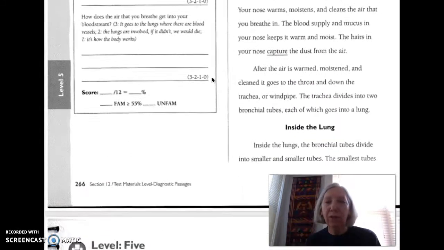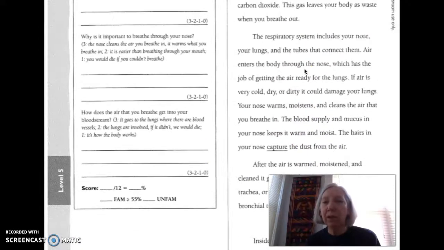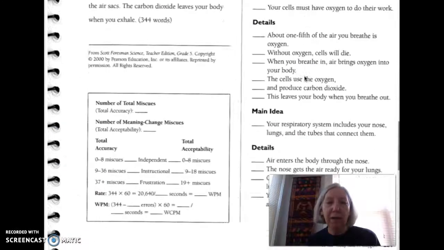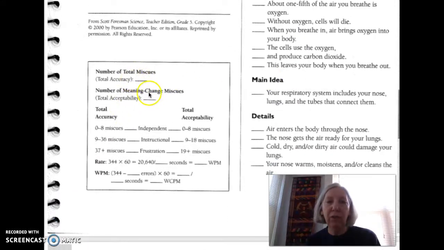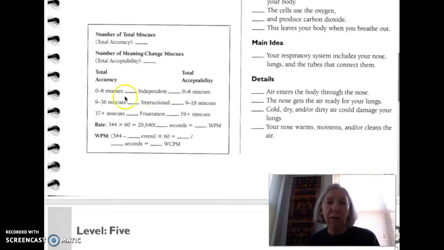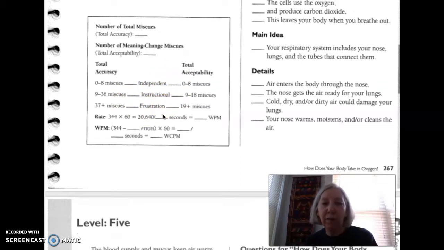Okay, so then you would have had the information marked on here as the child was reading, and you fill in the total number of miscues, the number of meaning change miscues. So we haven't really talked about that, but if it would fit on the running record under graphophonics but not under meaning, then it's a meaning change miscue. So here it tells you, if it's 0 to 8, they would be independent, 9 to 36 instructional. So you would be able to figure out what level they were reading at.